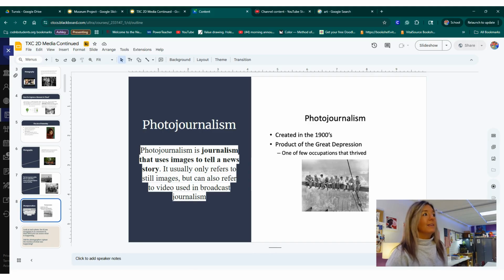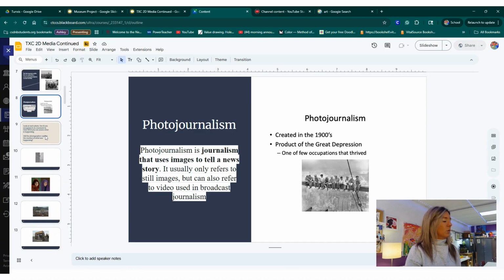So printmaking gave us things like magazines and newspapers. Photojournalism and photography gave us the ability to capture a moment in time and giving visuals to these moments in time. Photography really coined the term, a picture's worth 1,000 words. And really that is very true with photography, photojournalism, and beyond.